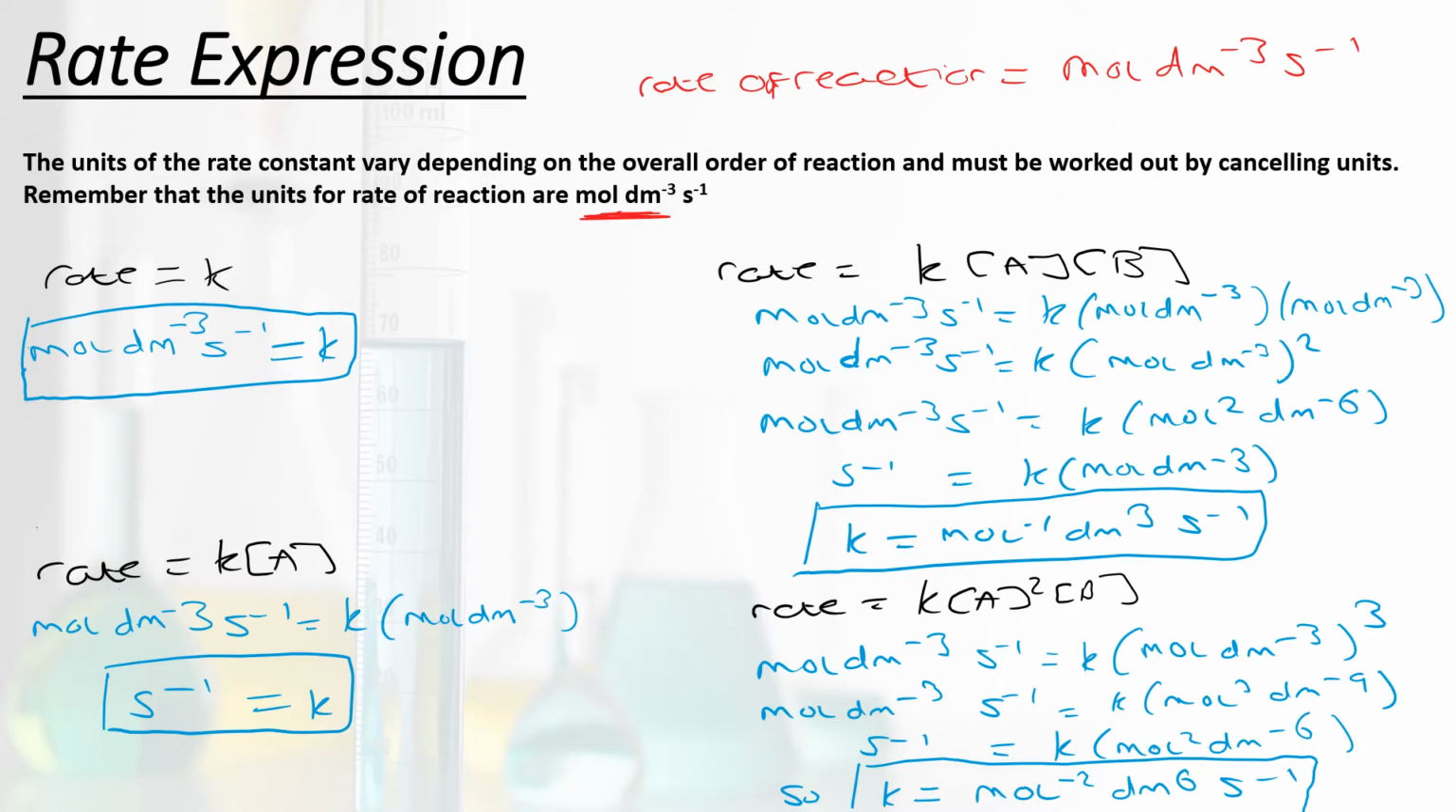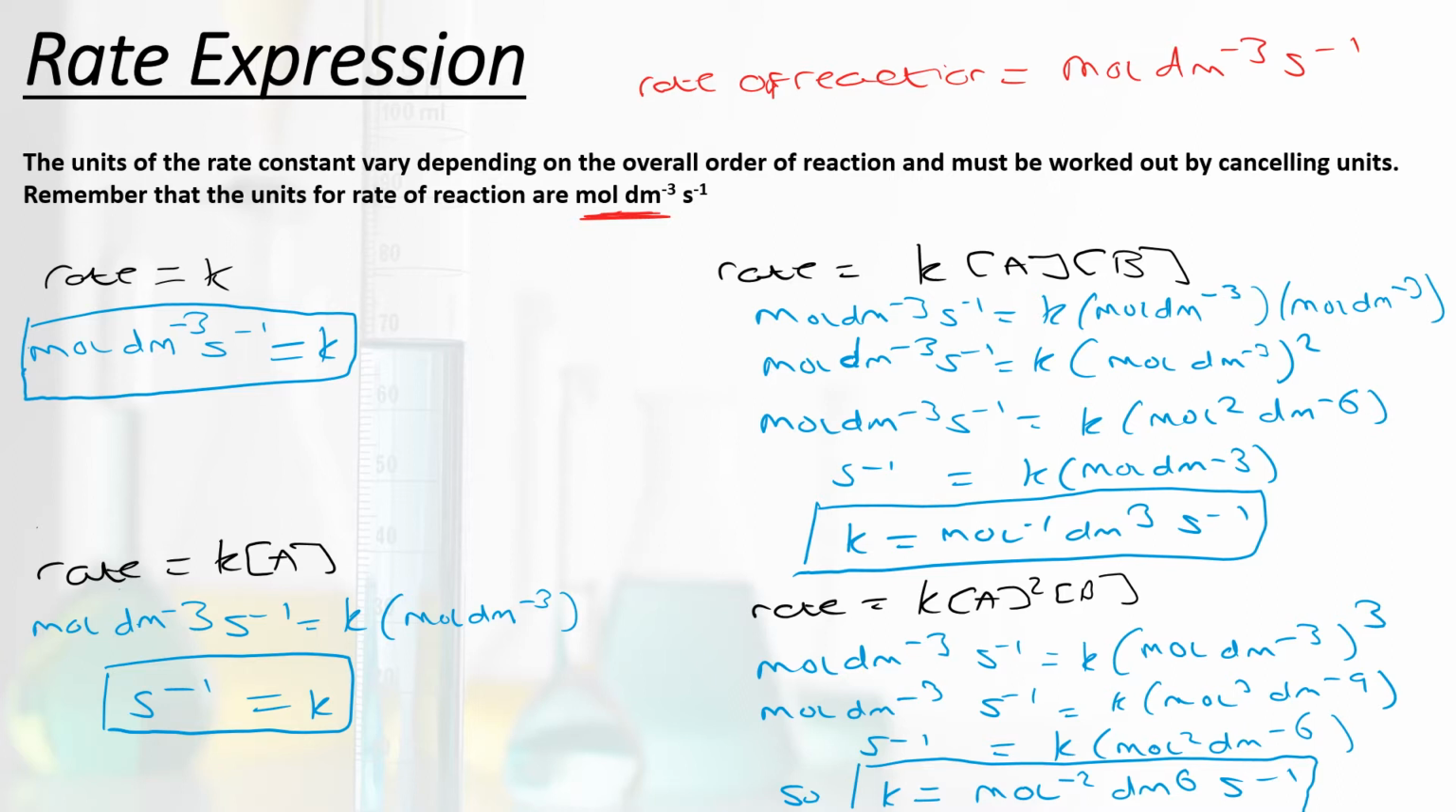Now, the units of the rate constant vary depending on what the overall order of the reaction is, and they must be worked out every time by cancelling units. You could potentially remember these units depending on the order, but I would really strongly recommend against that, purely because you're more likely to make a mistake if you try to remember it, rather than just working it out on the spot, which is fairly easy.